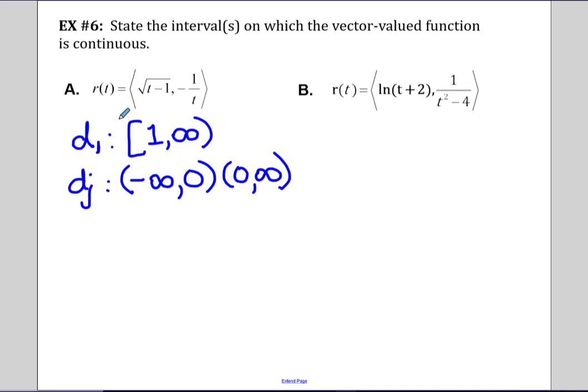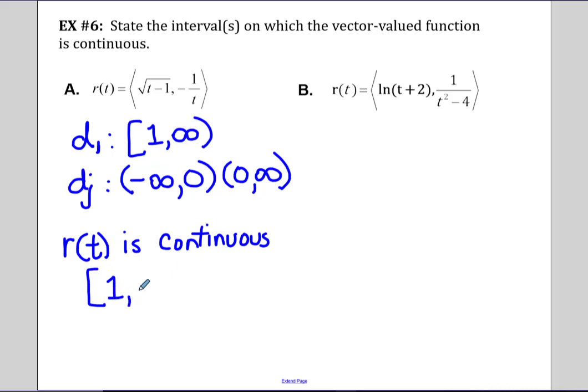And then for r of t, we want to have the overlap of that. So r of t is continuous on the overlap, which would be from 1 to infinity, including 1. So that would be our interval of continuity.